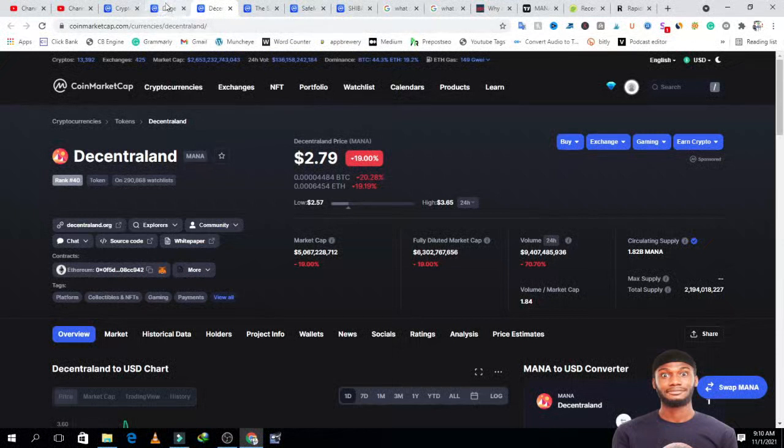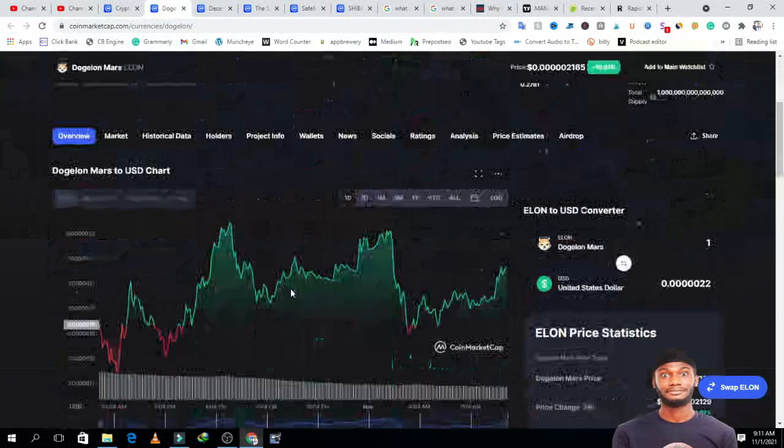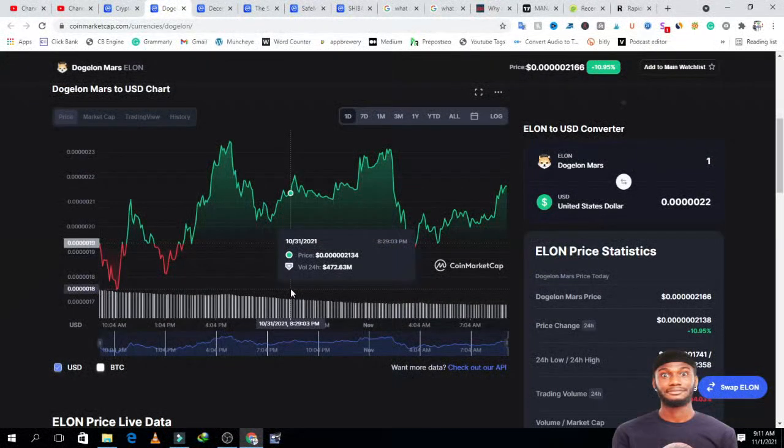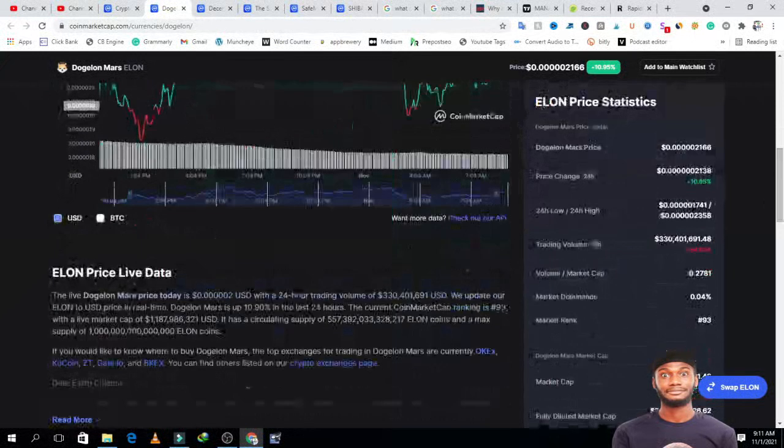And the last but not the least on my top five cryptocurrencies to watch out for this week is Dogecoin Mars. It is a cryptocurrency that was created by a person that is interested in other planets, and most particularly Mars.